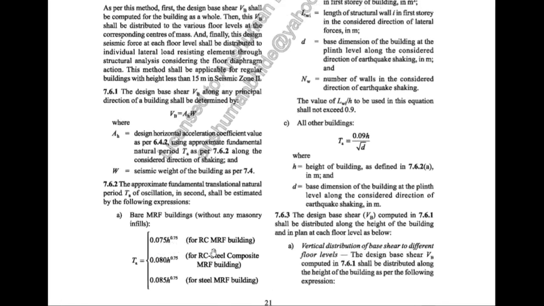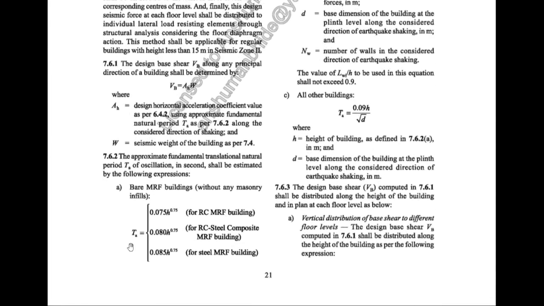This is page number 21. And here the value of TA is given. Calculation of TA is to be done in 3 categories. In that, for RC MRF building, we are using this formula. For RC steel composite MRF building, we are using this formula. And this formula will be useful for steel MRF building.